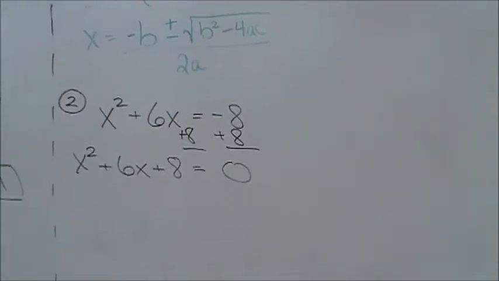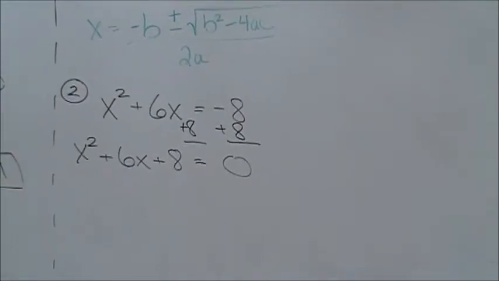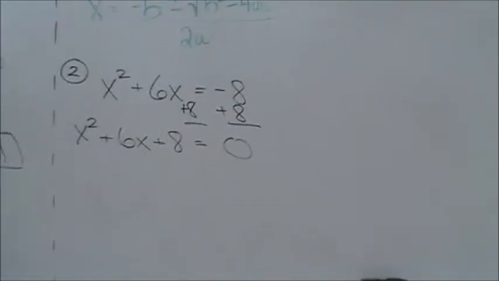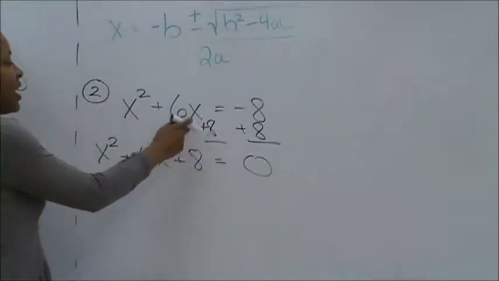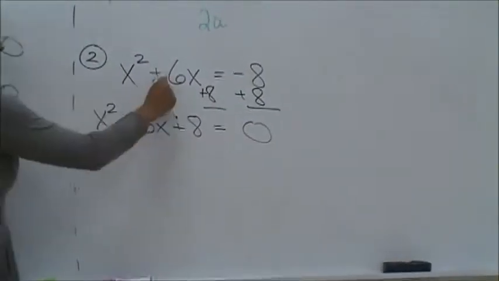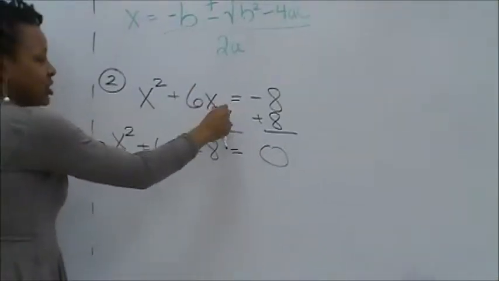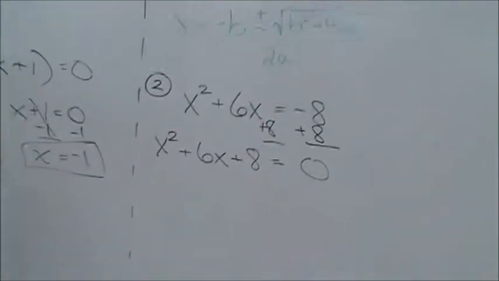Don't talk too loud. Why would you add the 8 not underneath the 6x? Good question. Why don't you add the 8 under the 6x? Because this is 6x and this is just 8. It's not 8x. So you can't put it together. It doesn't have an x.